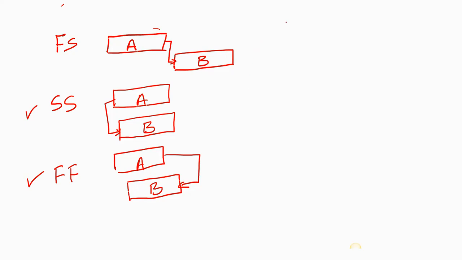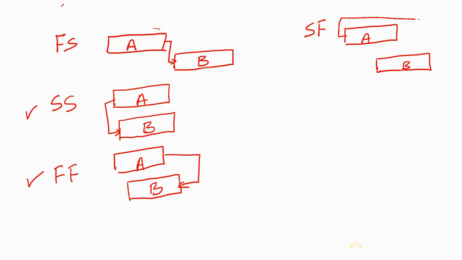Then the last one, which is rarely used, is what we refer to as a start to finish relationship. In a start to finish relationship, we're simply saying that the predecessor activity must start before the successor activity can finish. Or we're saying that any of these activities must start before the next one finishes. In other words, start to finish simply means that A must start before B can finish.